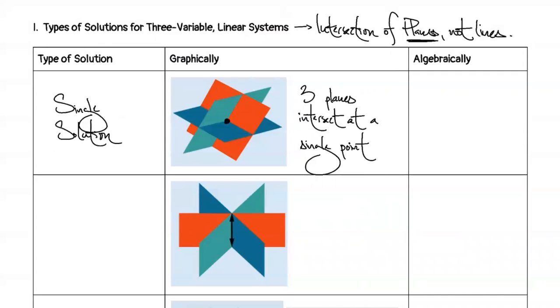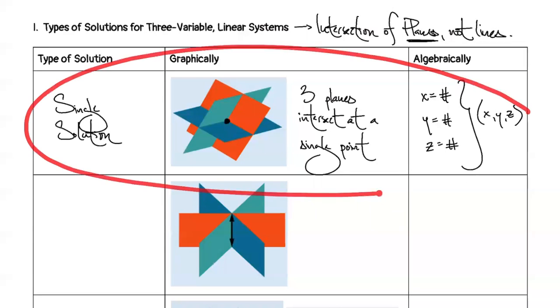Right? So three planes intersect at a single point, and algebraically, what you're going to end up with is x equals a number, y equals a number, and z equals a number, just like we did in example 1, and our solution would be (x, y, z). Okay. So when you solve the question, you're able to get a number for x, y, and z. What that means is you have a single solution, three planes intersecting at a single point.